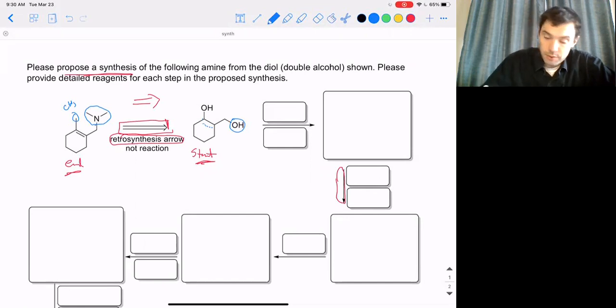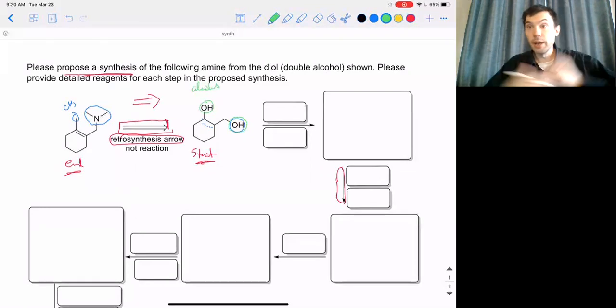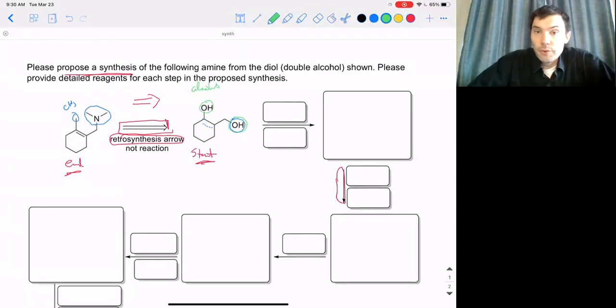Another thing that I like to do is to think about what kind of functional groups I start with. And we've got two functional groups in the starting material, and they're both alcohols. And so that means at some point we're going to need to differentiate the two alcohols. So at some level, we're going to need to invoke chemoselectivity to get one alcohol to react instead of the other alcohol. And so that can be challenging as well, all on its own.